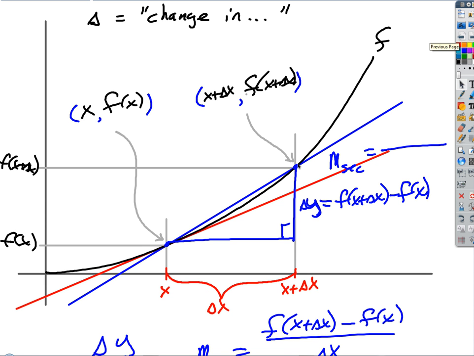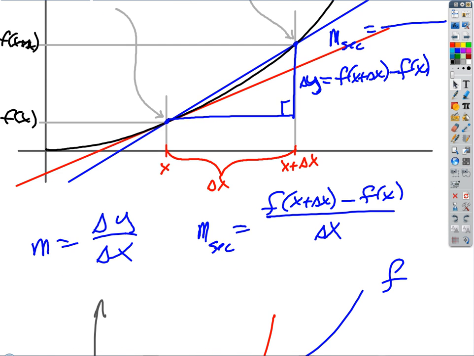This is no different than what you've been doing for years and years. What's the slope? Delta y over delta x. The y value at the second point, the value of the function, minus the y value at the first point, is the change in y, over delta x, which is what we're calling the change in x. And that's the slope of the secant line.